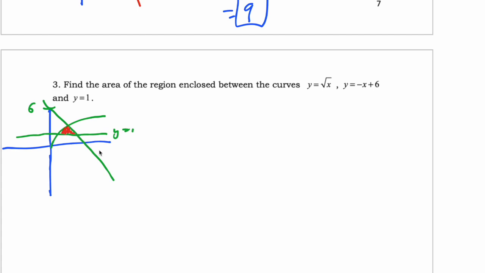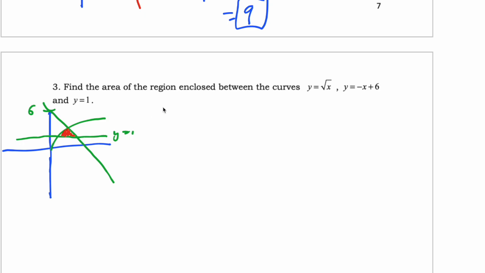Now if you do it with respect to x, you have to split it into two parts because the top function changes from here to here, right? But if you do it with respect to y, then you don't need to do that. So we're going to do that in a bit. Actually, first, either way, you need to find the point of intersection. So let's do that first.